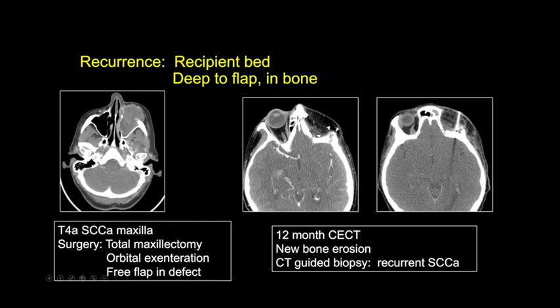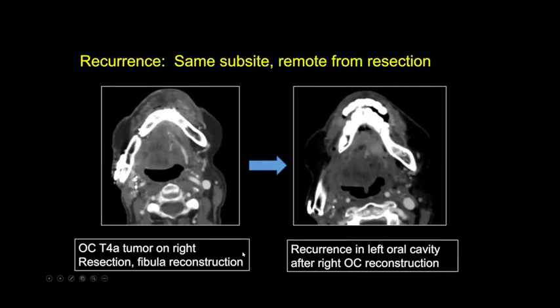This is very easy to biopsy with image guidance. It's really a straight shot, and you just get some cells from this area to prove that this is recurrent squamous cell carcinoma. These patients who require flaps in general have been operated for advanced tumors, and you can see recurrence that's relatively remote from the resection, but in the same subsite.